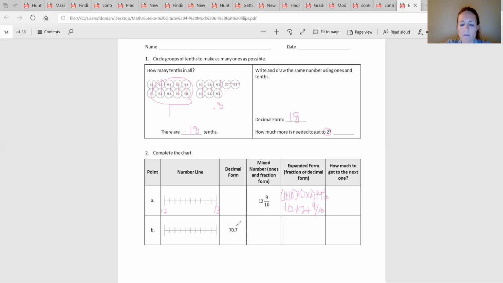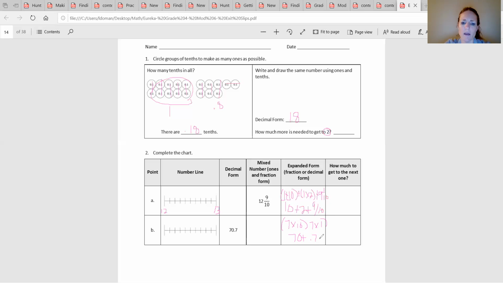All right, so I have 70.7. So the first thing I need to do is get that 70. So 7 times 10, okay, that will give me 70. And now I just need the 7 tenths. 7 times 0.1 equals 0.7. 70 plus 0.7 is 70.7.